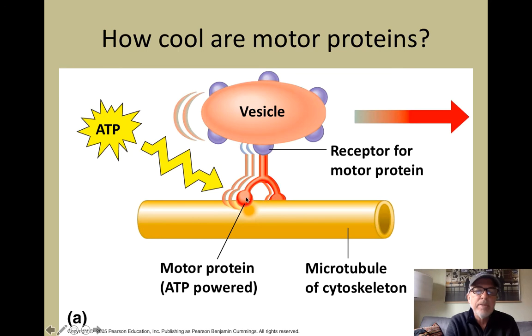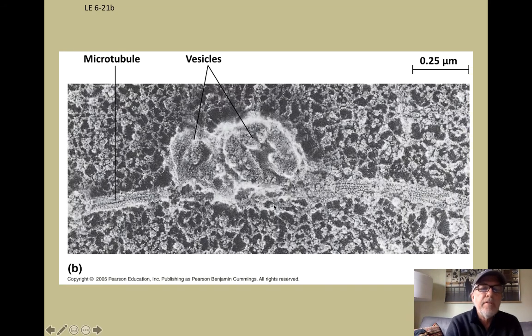And basically what happens is the motor protein has one shape, and then if it uses some ATP, this leg will move forward and attach to the microtubule up here, and then it will relax and this other leg will move forward, and it basically walks itself and the vesicle it's carrying along a microtubule as if it's on a monorail. Here's a micrograph of a microtubule as well as a vesicle, and under here somewhere is this motor protein carrying the vesicle along the microtubule.